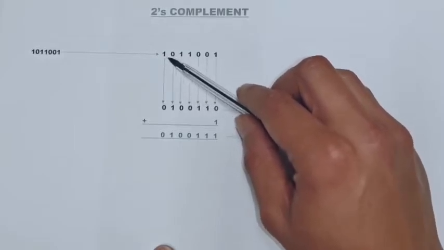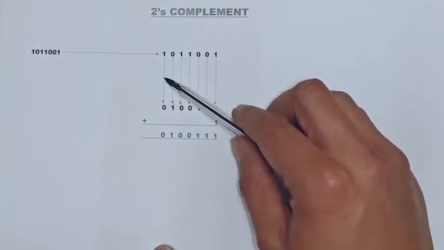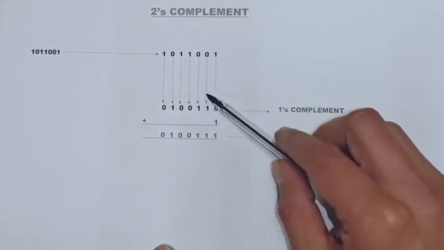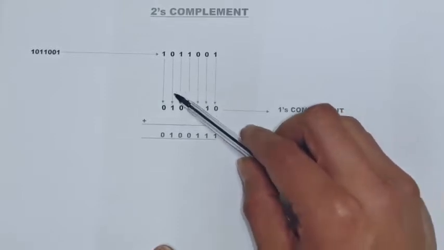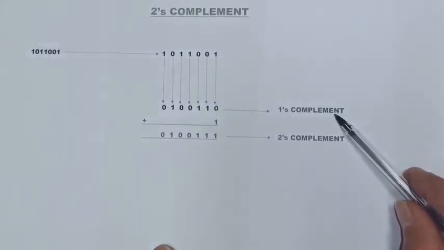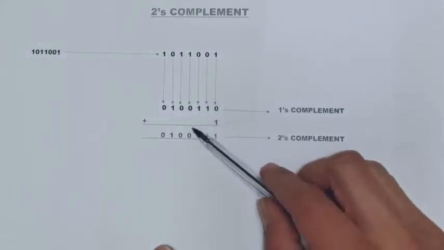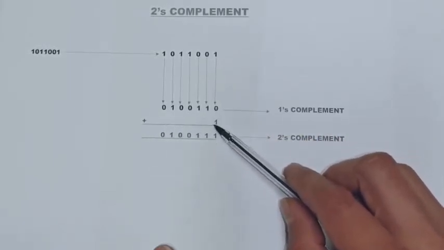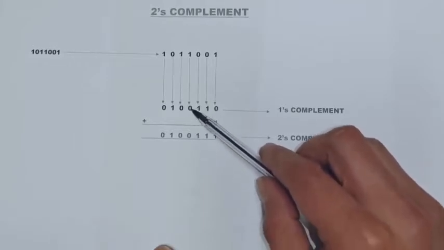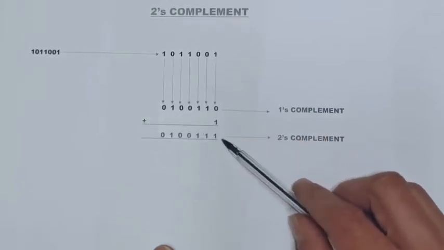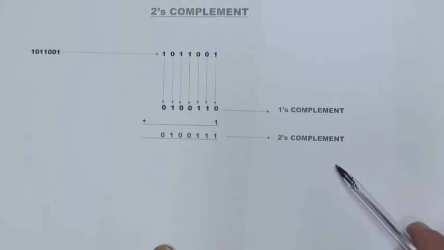So in this case, the binary number will look like this: 0, 1, 0, 0, 1, 1, 0, which means that number is now converted to its ones complement form. Right, but remember we need to convert to 2's complement, which means we will add a 1. So 0 plus a 1 is 1. That will be 1, 1, 0, 0, 1, 0, which means that number now is in 2's complement form.